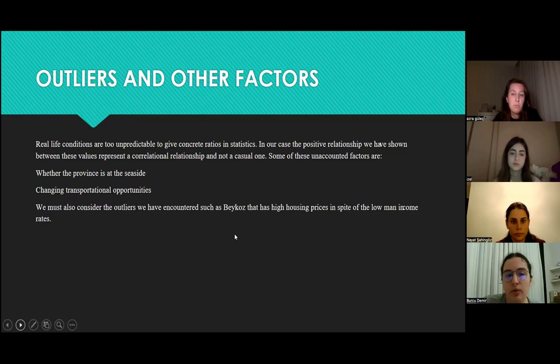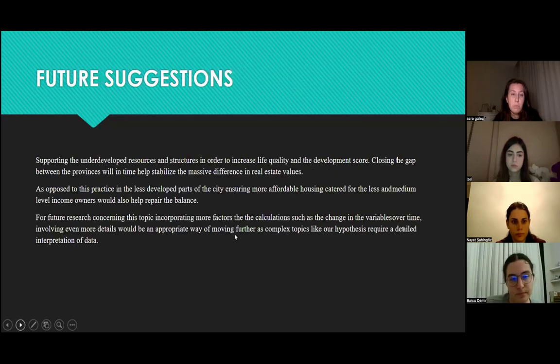Some of the unaccounted for factors are whether the province is at the seaside and changing transportation opportunities. We must also consider the outliers we have encountered, such as Beykoz, that has high housing prices in spite of low mean income. Supporting the underdeveloped resources and structures in order to increase life quality is a good suggestion to fix this.